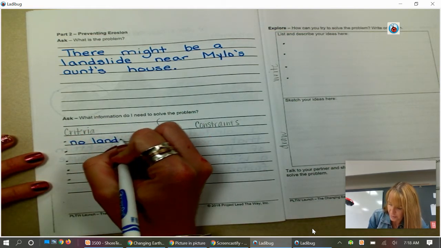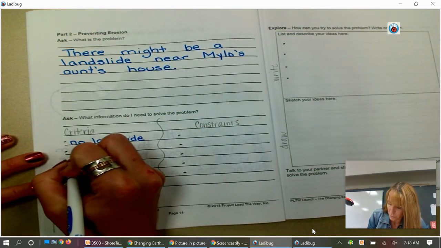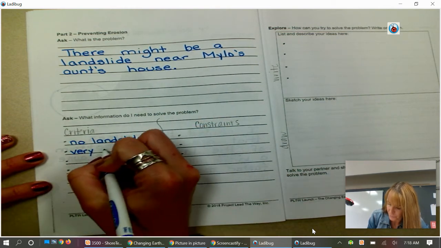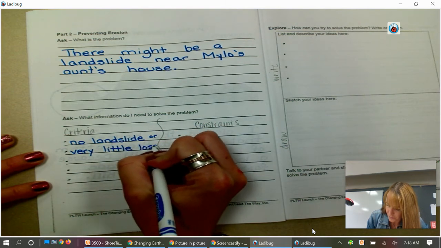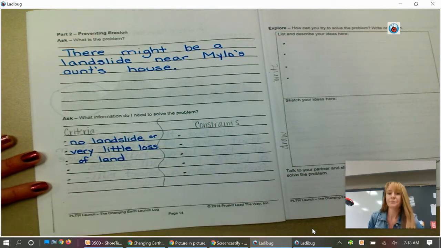No landslide or, put or here. Very little loss of land.